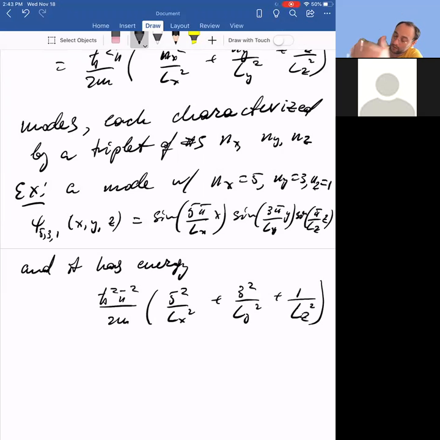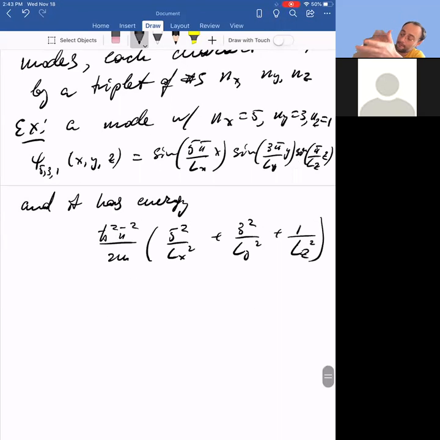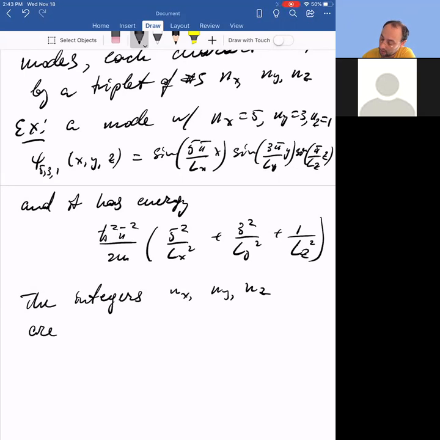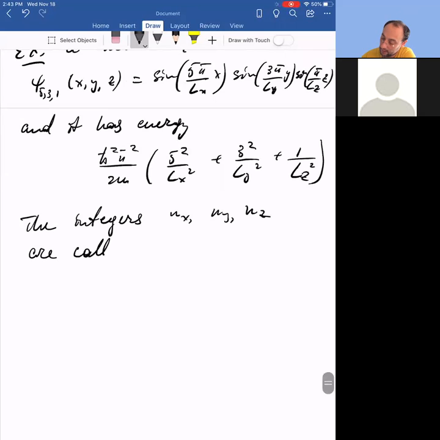And the most general solution is a sum over all possible modes. So let me not go there right now. Anyway, you get modes, and each mode is characterized by these integers, nx, ny, and nz, which are called quantum numbers.